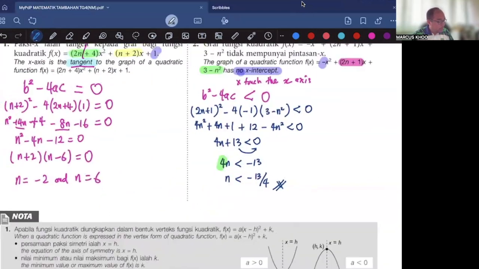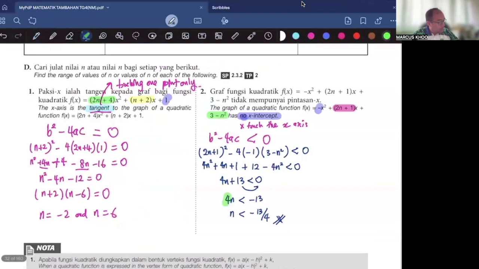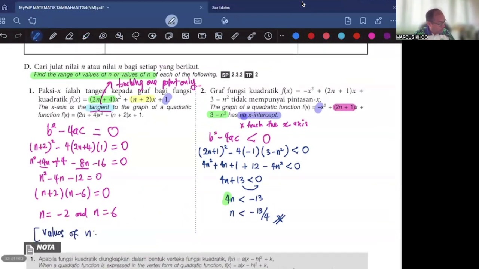Okay, so there are two kinds of answers over here. One is an equal and one is a less, because our question is asking, find the range of values, or the values of n. This question is the range of values. So when you're talking about range, this is what we mean. There's an inequality sign involved. If it's just the value is equal to this, that's it. But a range means any of these can be n.